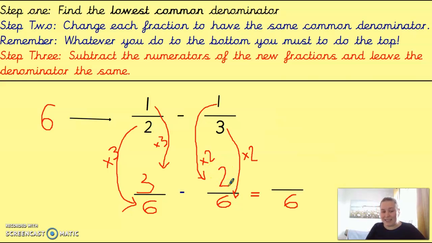And now I've got a nice easy subtraction. Step 3, subtract my numerators. 3 take away 2 equals 1/6. Okay.